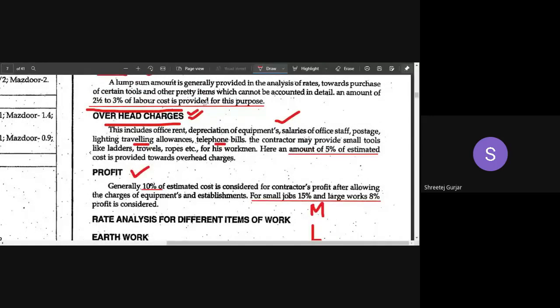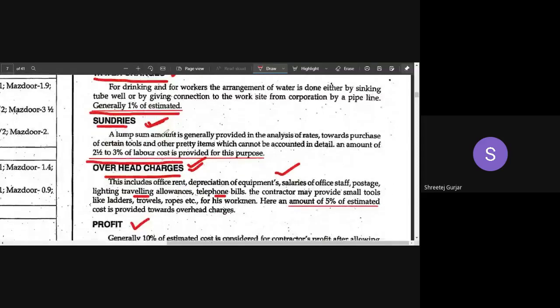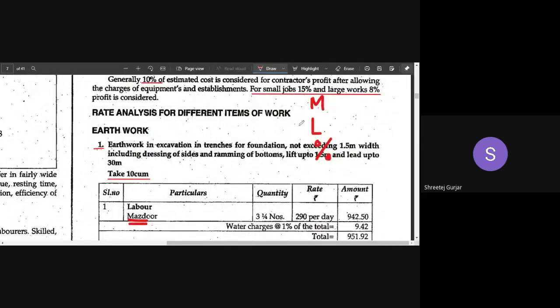Some overhead charges we will add. All these percentages we have to add. Remember, so material, labor, and some percentage we have to add. If you do these three, your rate analysis will be over. So material, labor, and percentage you add, you get the total cost. Divide this total cost by the total quantity of work, and you will get the rate per unit item of work.